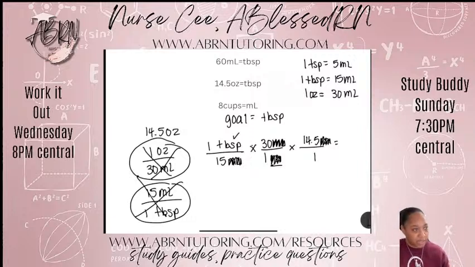So does everybody understand that we're solving a puzzle and we're just putting pieces of known information and conversions together? You line up everything and cross out all of your units except for what it is that you're looking for. So we'll do 30 times 14.5 divided by 15. That's going to be 29 tablespoons.